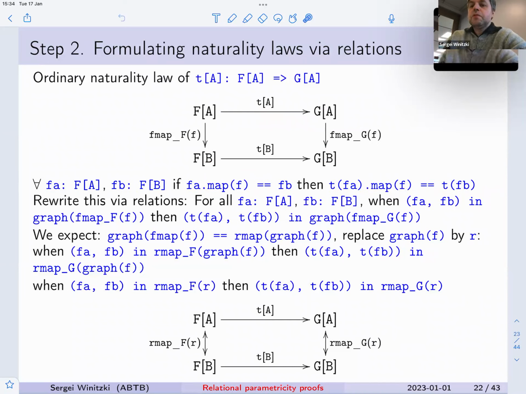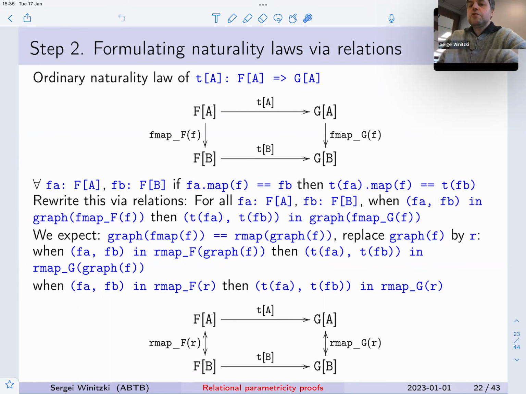It's exactly equivalent, because if they satisfy this equation, it means that fb is completely determined by the choice of fa, and so this is just a naturality law written out a little longer. But this allows us to use relations instead of equations. So instead of writing this equation, we say fa, fb are in the graph relation of this function.